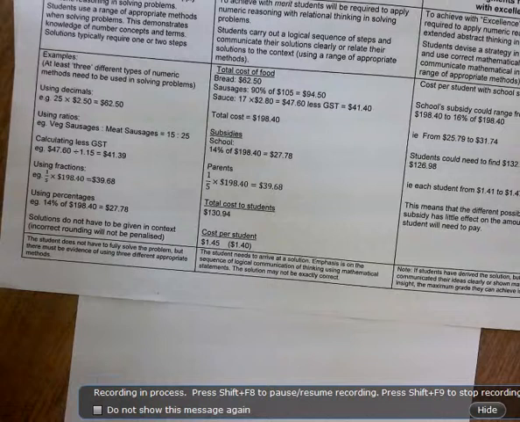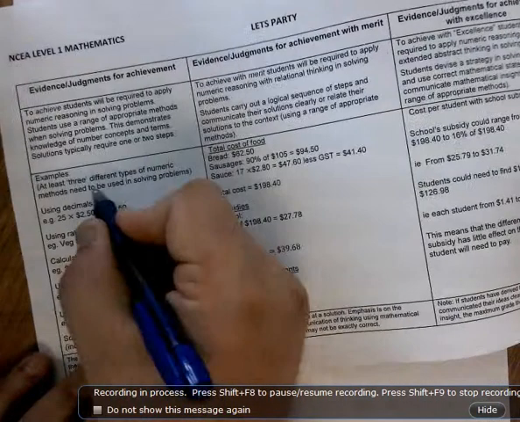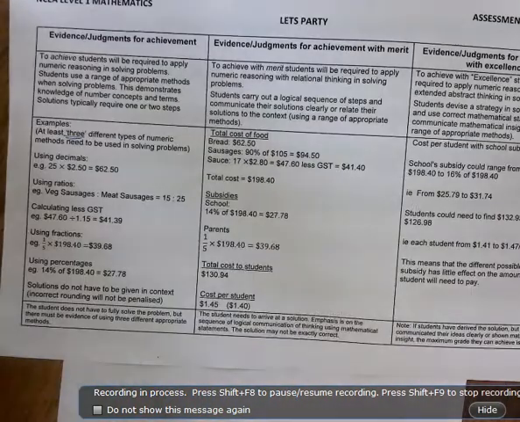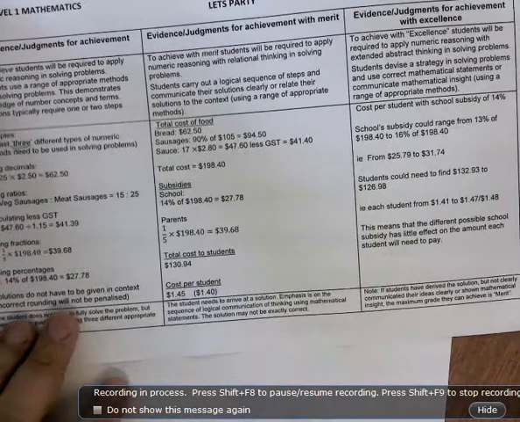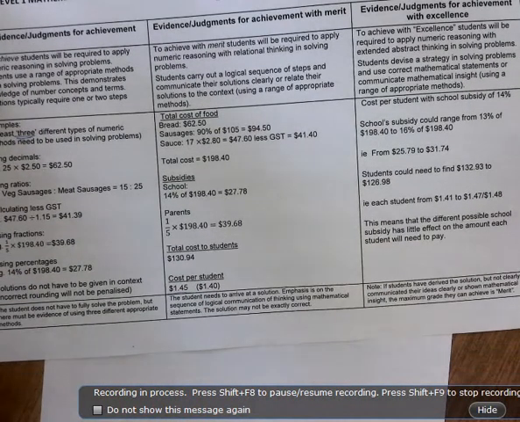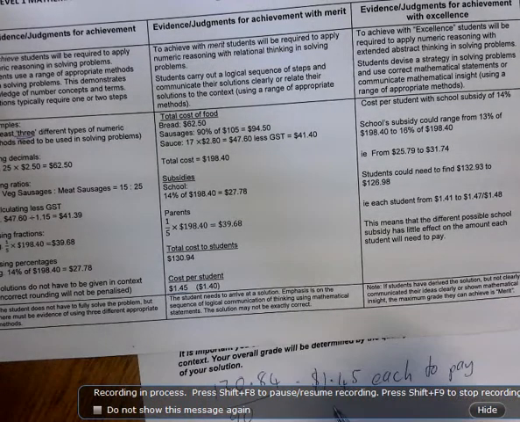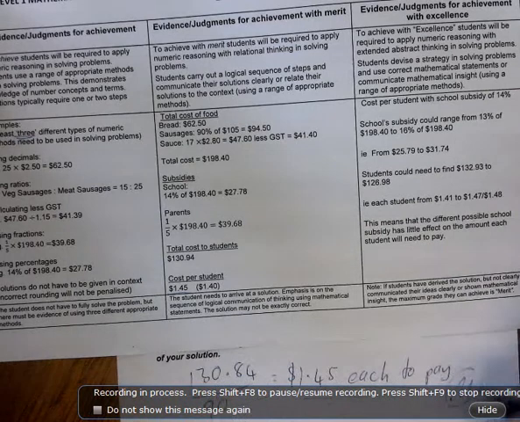If you can do three of them correctly, then that's enough for an achieved. Okay, so you don't even have to answer the question. So for merit, you have to work out how much it costs per student. Now there's room for small errors in there, but you have to have done the right thing. So for merit, if you can get to this bit here, that is a merit answer already, okay?